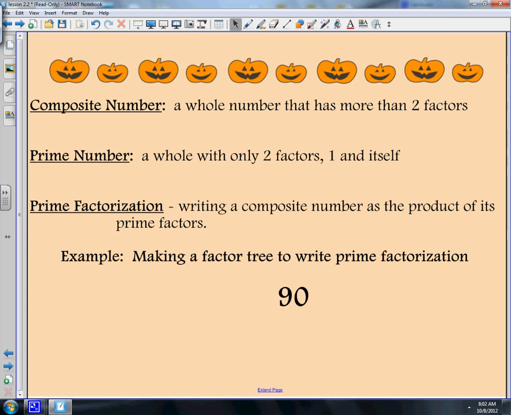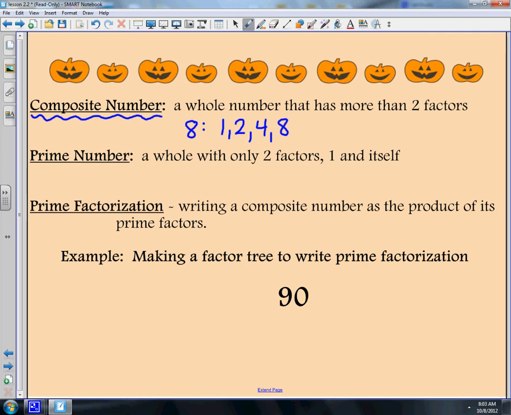A couple more terms that you need to put down in your notes is a composite number, which is a whole number that has more than 2 factors. A composite number is a whole number that has more than 2 factors. So like 8. If I were to write out the factors of 8, it'd be 1, 2, 4, and 8. Those factors, it has more than 2, so that's a composite number.